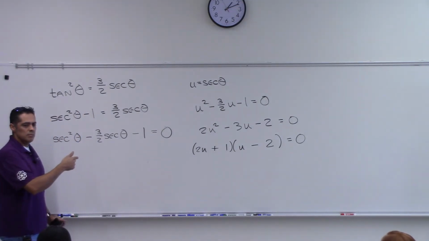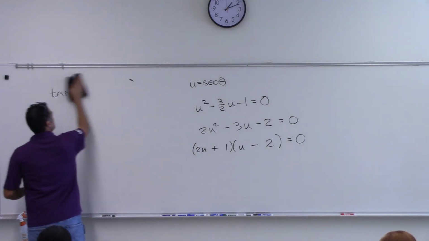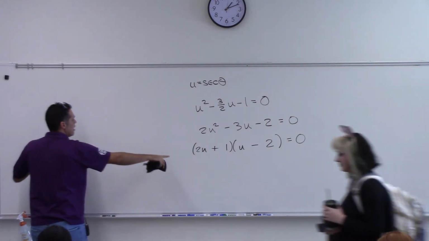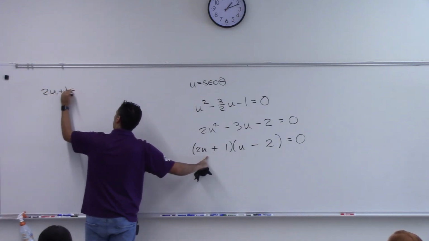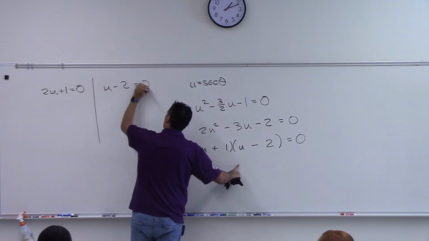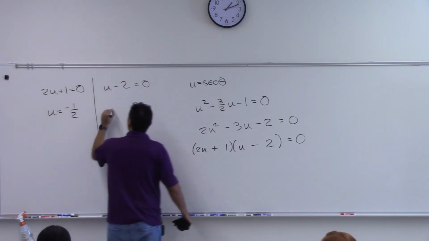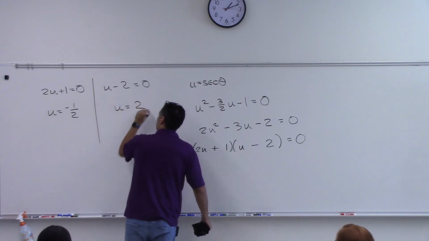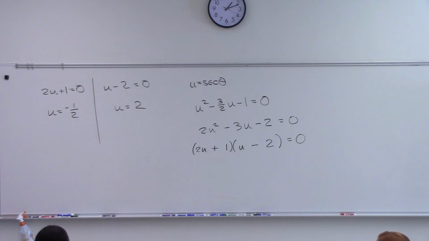Shall I continue? Yes? Okay, so we are going to solve those equations. Set that equal to 0: 2u plus 1 equals 0. Set the other one equal to 0: u minus 2 equals 0. You get two solutions: u is negative 1/2, and u is 2. All right, those are my two solutions. Now, what was u?